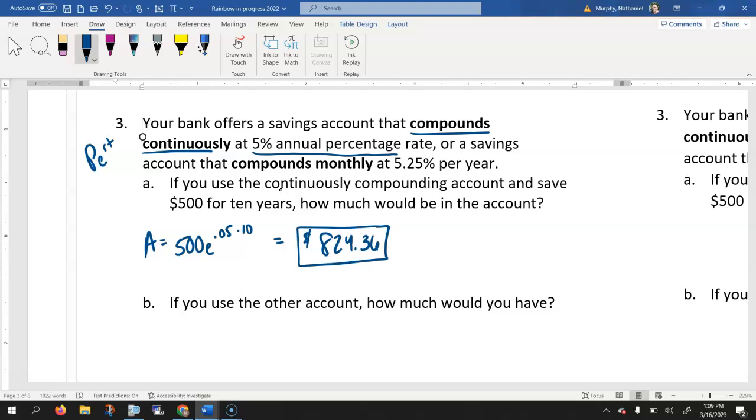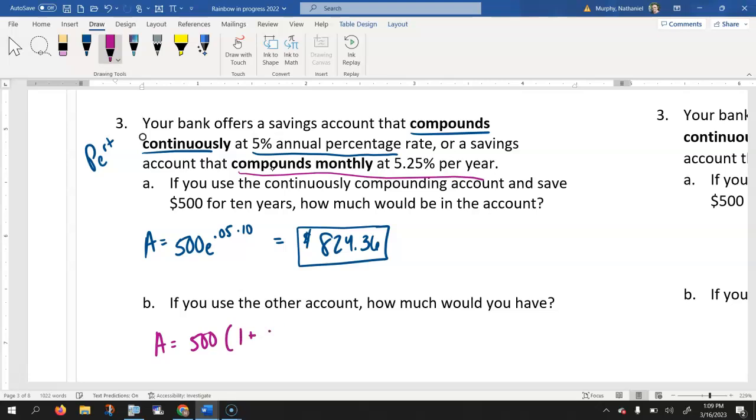Now part C, it says if you use the other account, how much would you have? So the other account is compounding monthly at 5.25% per year. So we still have the same original investment, the $500. We're going to use a different formula. So it'll be 1 plus r over n.